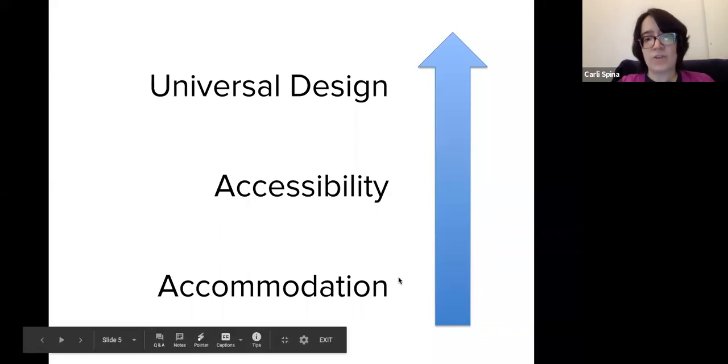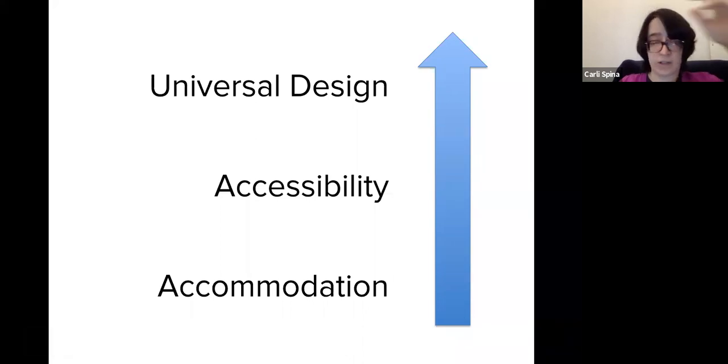So an accommodation in a library might be something along the lines of, you have only access to a certain section of your collection via stairs, and an accommodation would be saying, okay, well, if someone comes to the desk, someone will page those books for them, but they have to have a doctor's note or be on a list of people who are eligible for that service. Accessibility in that situation might be, as we discussed, adding a chairlift.